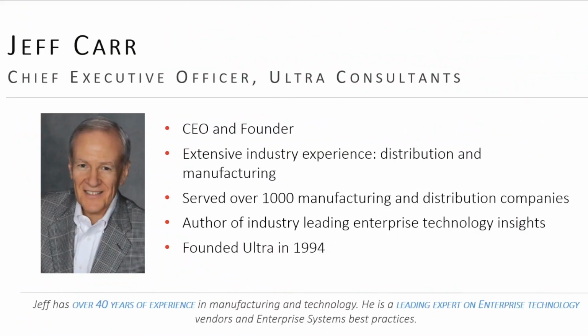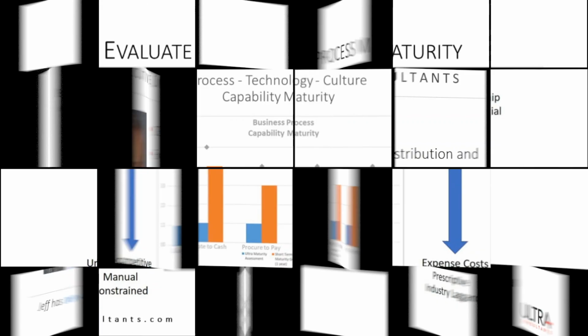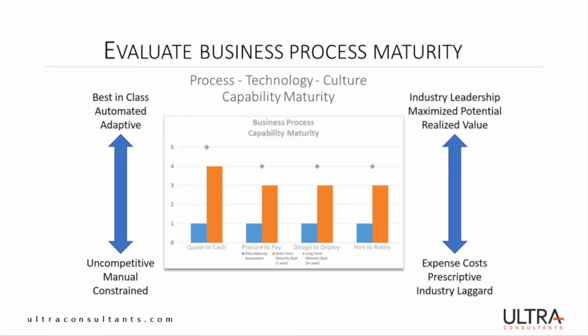I'm going to finish up here with an idea, what I'm going to call business process maturity. If you look at this particular screen, you're going to see basic business processes: order to cash, procure to pay, design to deploy, and hire to retire. Those are common business process threads in any manufacturing company. So in this particular model, what we're trying to do is evaluate where we are today in terms of maturity, and where we want to be in terms of maturity in the future.